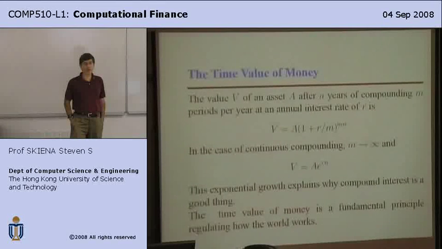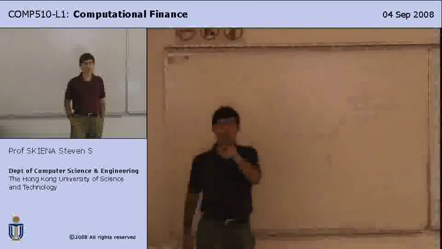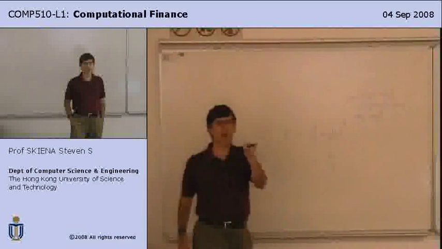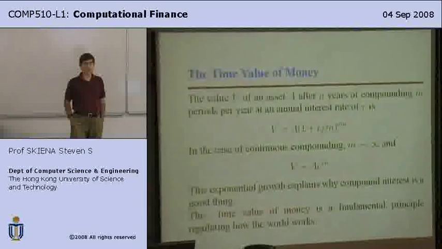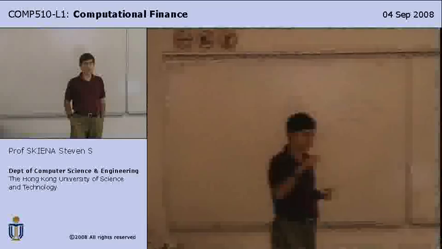One of my favorite cartoons, which unfortunately I couldn't find on the internet or I would have put it on the slide, had a picture of Einstein at a blackboard, working out this complicated derivation. And in the end, it ends up like this. The caption said, Einstein proves that time is money. And that's sort of the basic principle here. Any questions about what I mean by the time value of money?